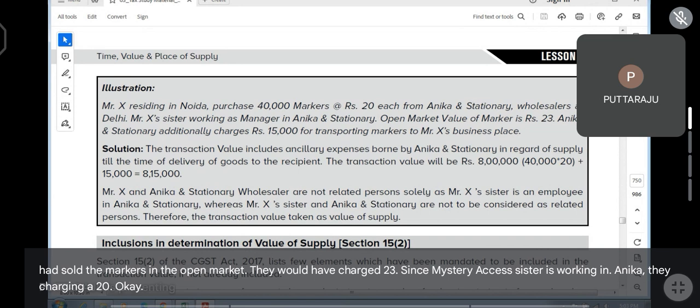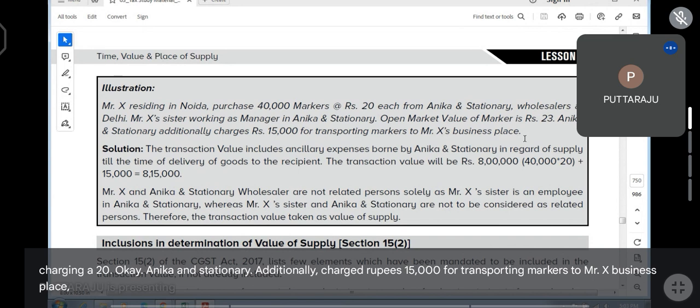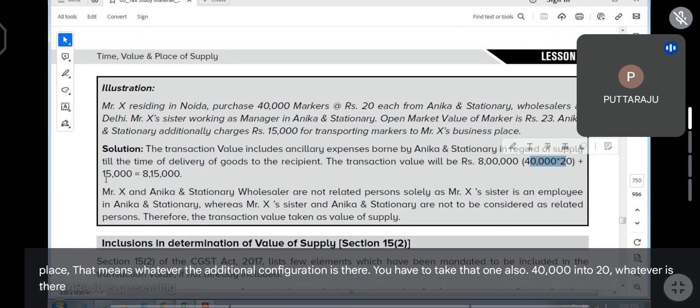Okay. Anika Stationery additionally charges rupees 15,000 for transporting markers to Mr. X's business place. That means whatever the additional consideration is there, you have to take that one also. 4,000 into 20, whatever is there, plus 15,000, this one.